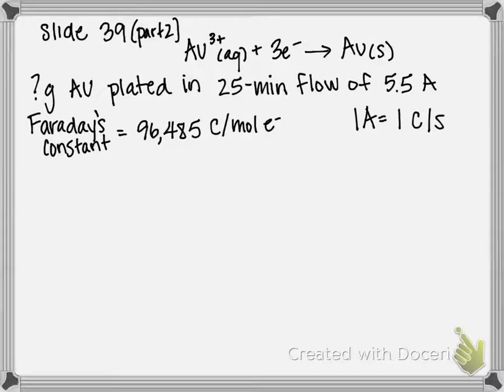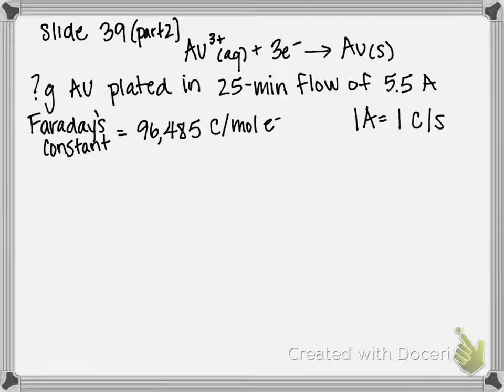This is our example on slide 39 of our chapter 20, part 2 PowerPoint, and this is the last example we'll be working together. So the problem states gold can be plated out of a solution containing gold 3+ according to the half reaction, and I have it written on the slide here. What mass of gold in grams is plated by 25-minute flow of 5.5 amp current?